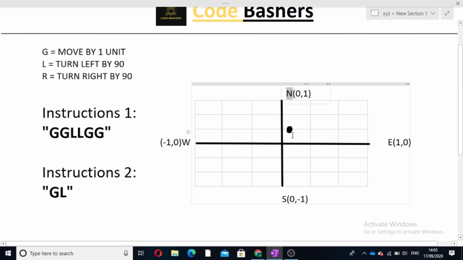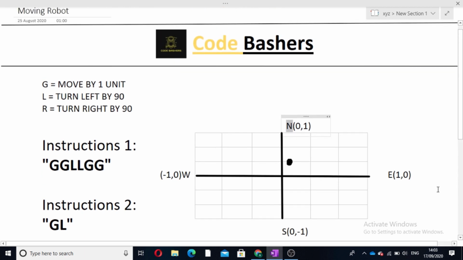One is that it reaches its initial position, and another condition is that it might be facing in any direction other than north. So this was the example. Now let's look at the approach we will be using.